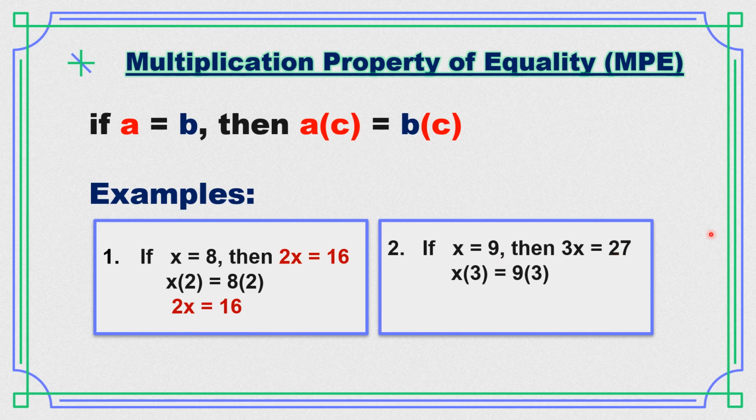So, ang sagot is x times 3 is equals to 9 times 3. Kasi x times 3 is 3x and 9 times 3 is 27. Babalik ka lang dito. So, ayun po yung sagot dyan.